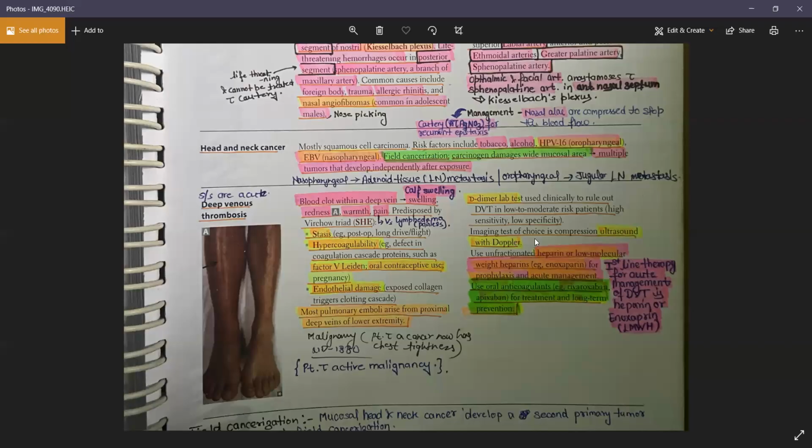Other than that, you can check for imaging. You will perform a Doppler ultrasound. In the Doppler ultrasound, you will check the vessels for any compression, and it's an important test of choice. Angiography can also be performed in the patient.